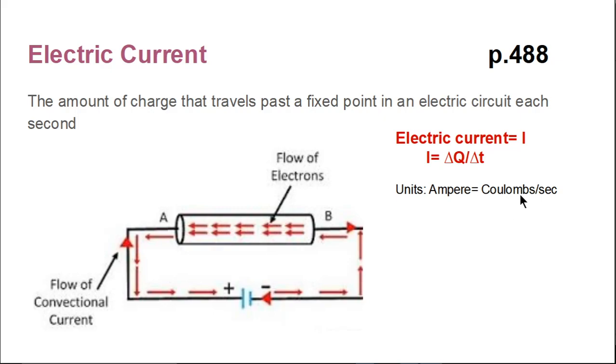So you have coulombs, that's the amount of charge, in coulombs by units of time, your second. Coulombs per second is called the ampere. So you're going to put an A. A is the abbreviation for ampere. Your units for electrical current are the ampere.